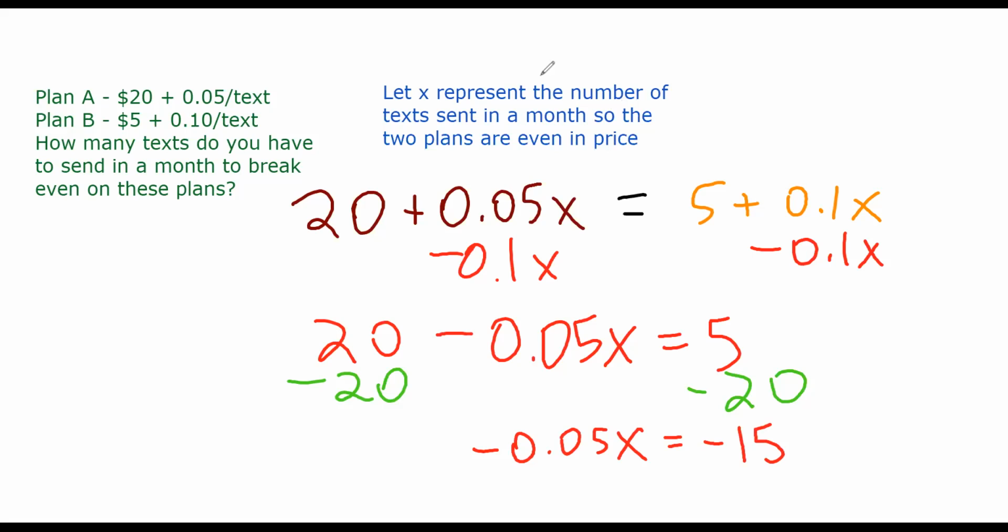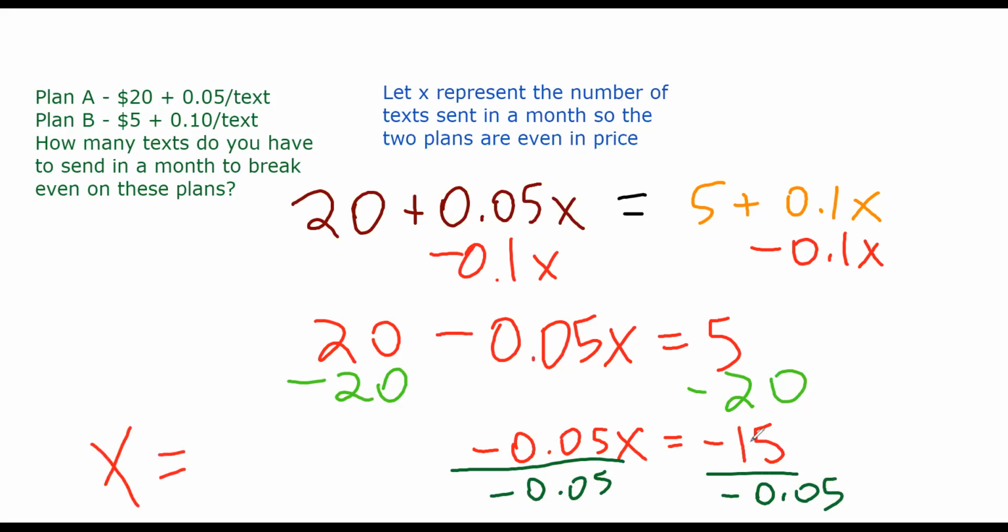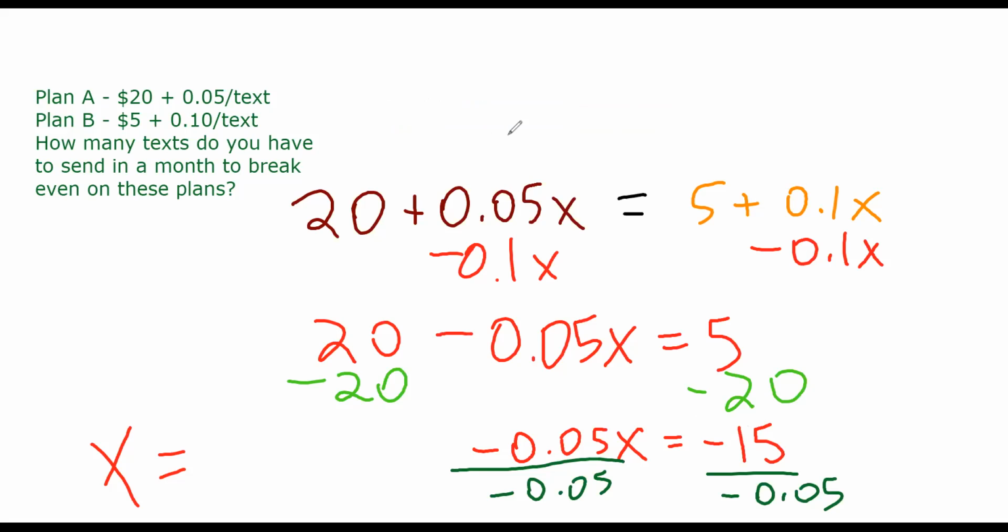Now what do I got to do? I got to divide both sides by negative 0.05. And so ultimately I'm going to have x equals. Now, a negative divided by a negative gives you what kind of number? Positive. Very good. So what I'm going to do now, I'm going to do that division. Now, technically, we haven't talked about decimal division just yet. So we're going to take a little preview into the future.